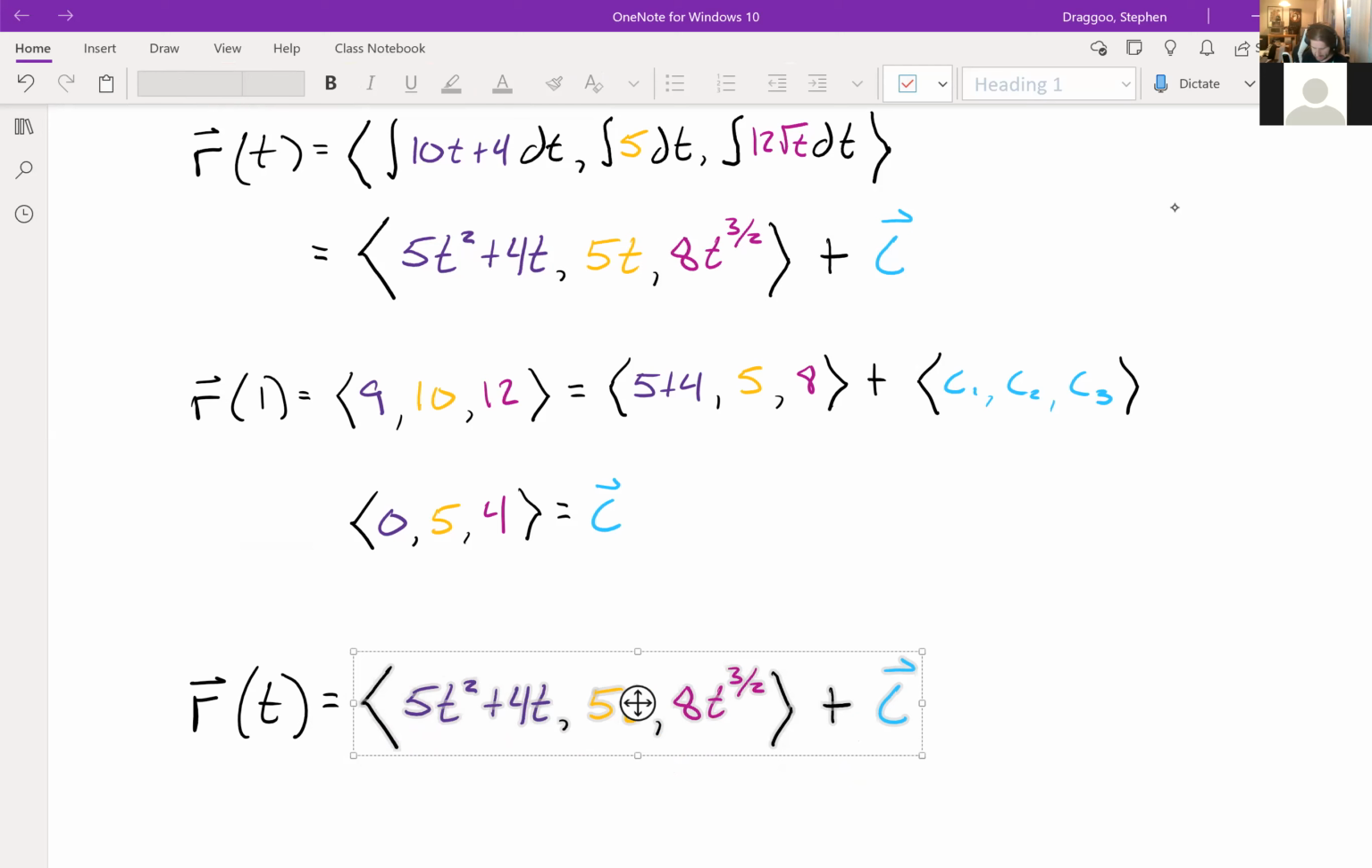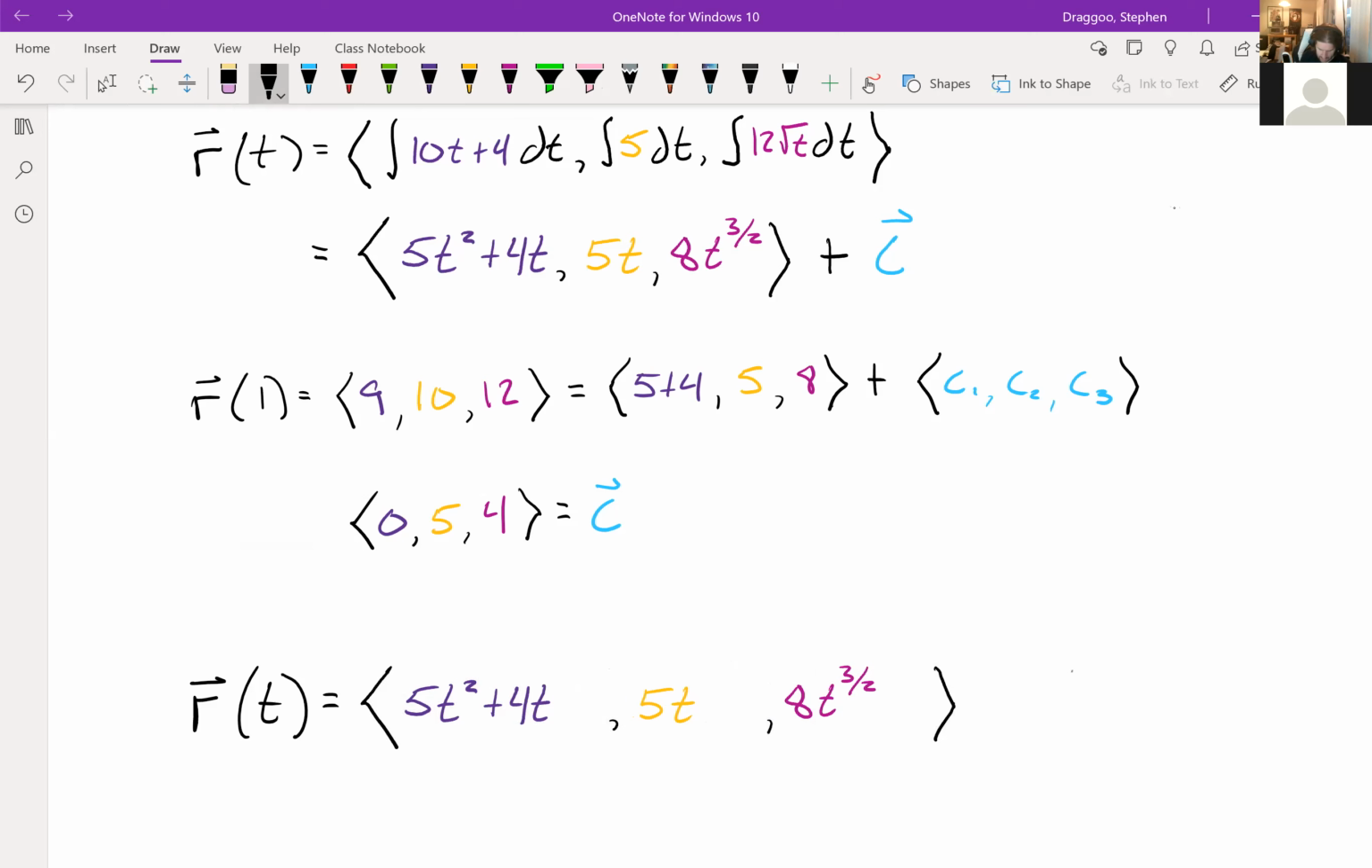So right, I copied and pasted my R of t value from earlier, and all I want to do now is just add in those constant values. I'll make ourselves a little bit of space in each spot to add them all in. Come on, let's grab the whole thing. Okay, cool. So adding in our C values, I got 0 on the X component, I got 5 on the Y component, I got 4 on the Z component.